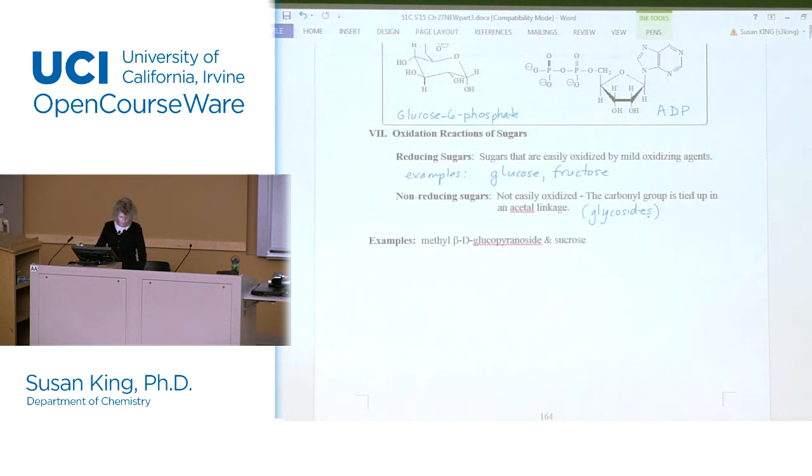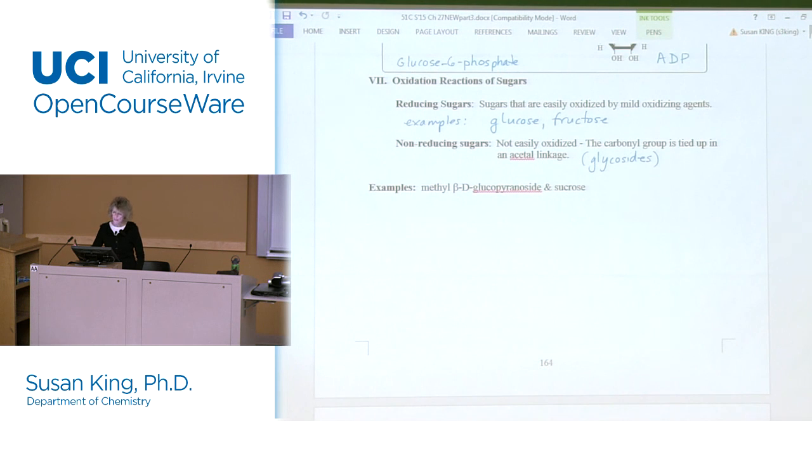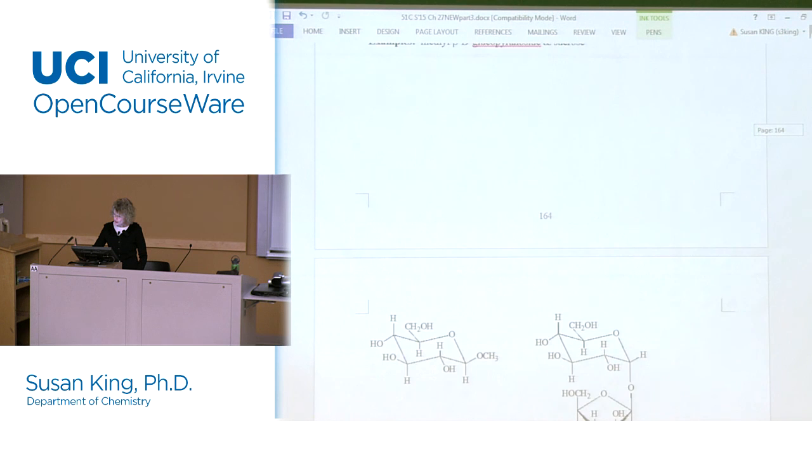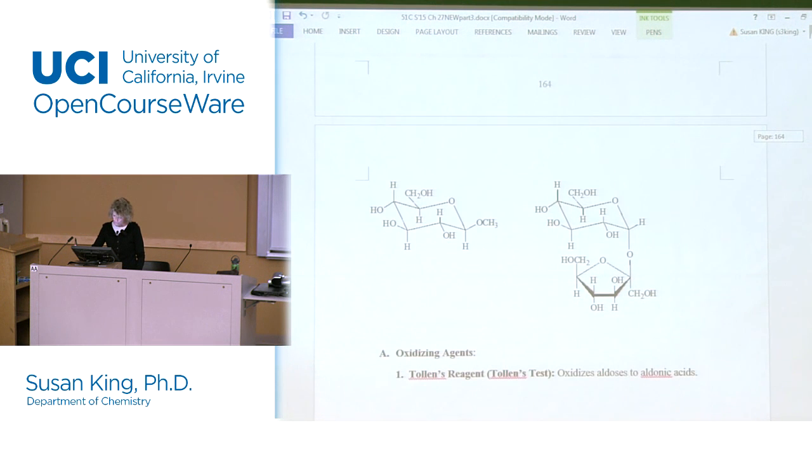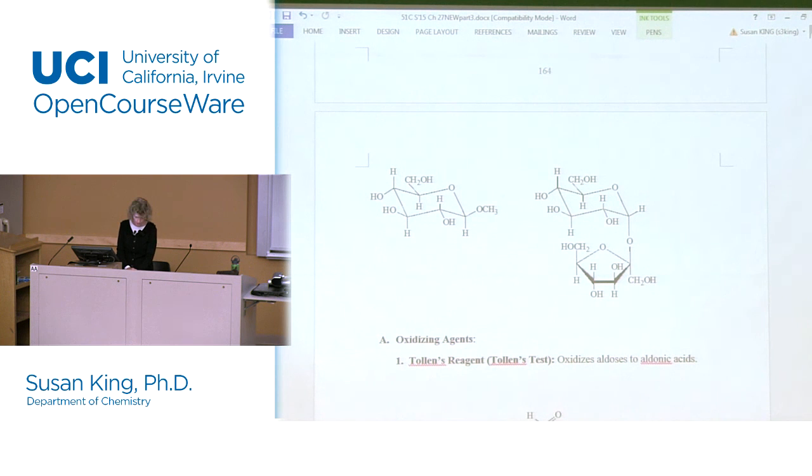Here are some examples, and I want you to be able to recognize whether a sugar is a reducing sugar or non-reducing sugar. What you're going to look for is the anomeric carbon. If there's more than one sugar, look for the anomeric carbon on both sugars. If one of them is a hemiacetal, then that's a reducing sugar. If there are no hemiacetals at the anomeric carbons, it's a non-reducing sugar. So let's see what we're talking about here. Look at this one here. This is methyl beta-D-glucopyranoside.